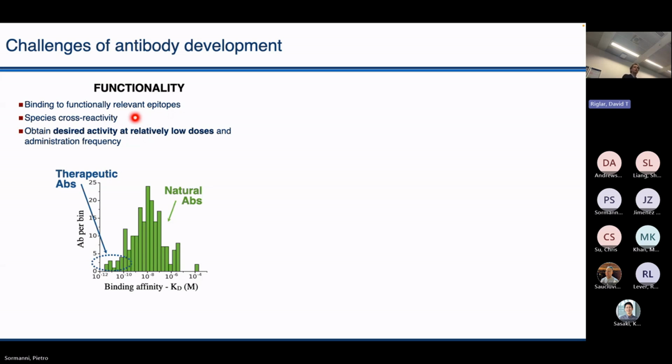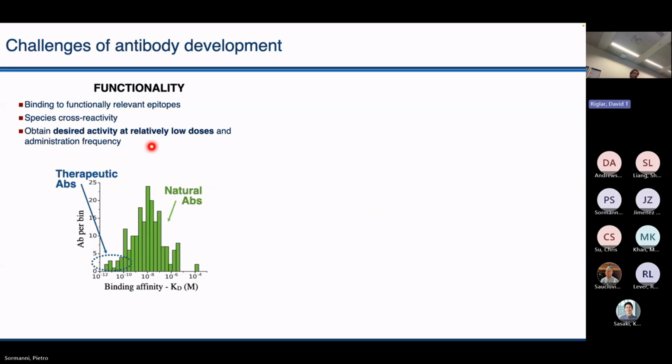In some cases, you need something called species cross-reactivity to enable your tox studies, which means you want an antibody that binds the human protein, but also the mouse protein and also the monkey protein, because in that way you can generate the data you need to start clinical trial. But the main challenge is perhaps this one.